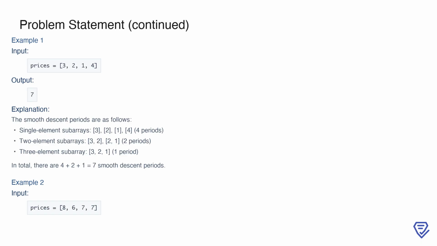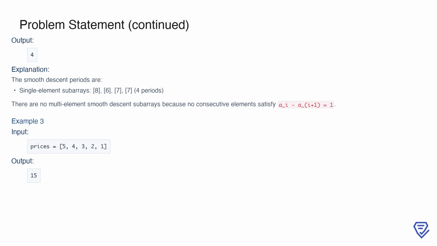Now consider the second example where prices equals 8, 6, 7, 7. The output here is 4. In this case, the only smooth descent periods are the single-element subarrays 8, 6, 7, and 7. This is because no two consecutive elements in the array satisfy the condition a_i - a_i+1 equals 1. For example, the difference between 8 and 6 is 2, and the difference between 7 and 7 is 0, so there are no multi-element smooth descent subarrays. Thus, the total count of smooth descent periods is just the 4 single-element subarrays.